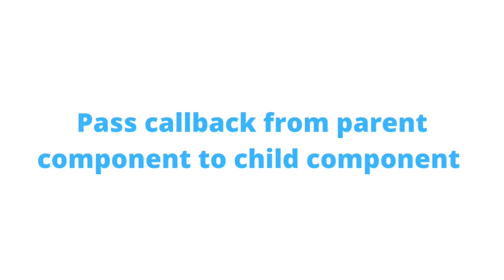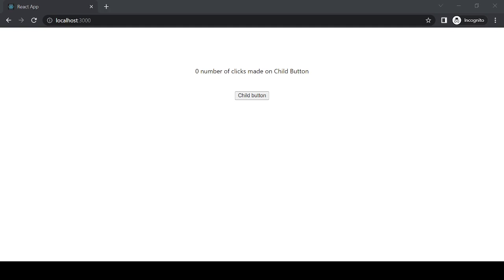Today I'm going to talk about how to pass a callback from a parent component to a child component through props. I'll show you how we can pass a callback from the parent to the child, and when some action happens in the child component, this callback will be called, and in the parent component this callback will be recognized and some state will be updated.